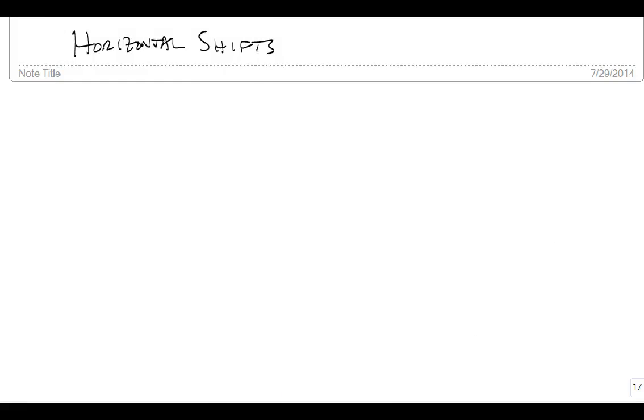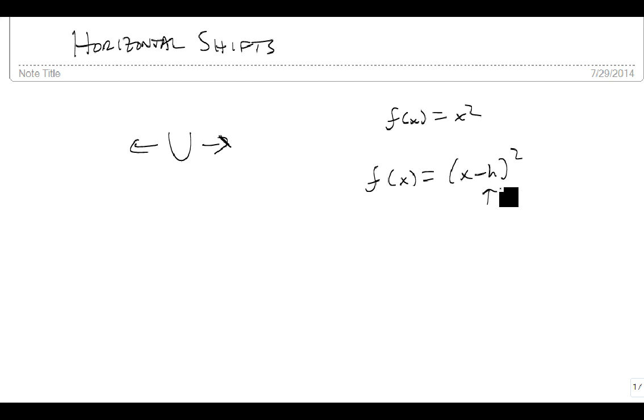We're now going to look at horizontal shifts. What happens if we take that rigid object and move it either to the left or to the right? In this case, we're going to let our library function be x squared instead. The general form of what we're looking at is when we have (x minus h) squared. How does that h affect it?